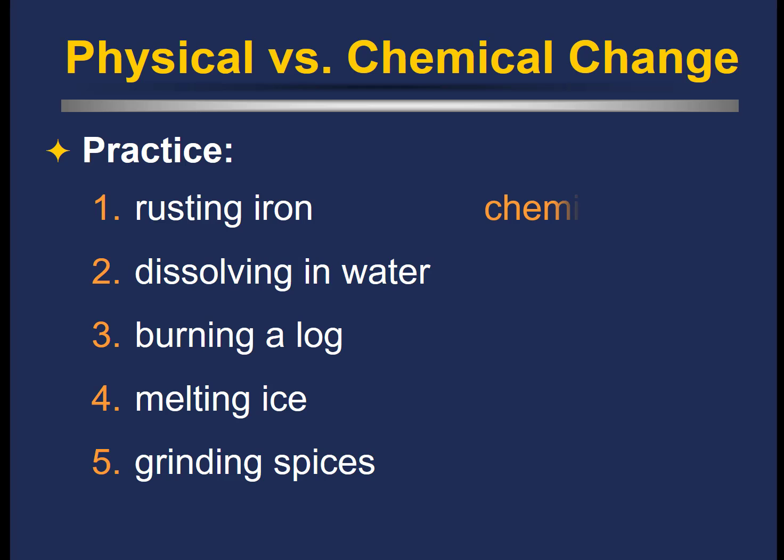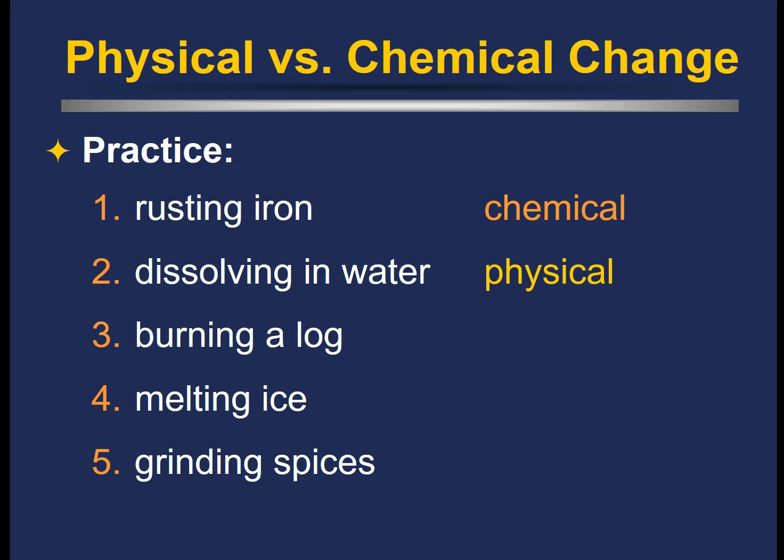So rusting iron. This is a chemical change. I get something new. I get something powdery on that metal. Dissolving in water. I can take salt or sugar and dissolve it into water, but then I can let that water evaporate or boil off, and I'll be left with the salt or the sugar again. So that is just a physical change. I can get the water and the sugar back.